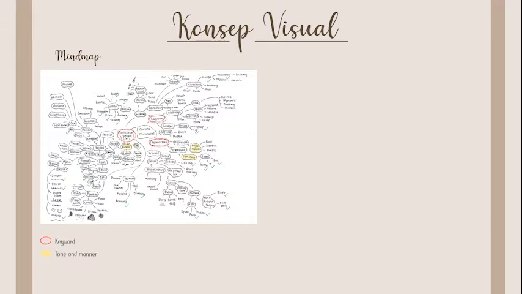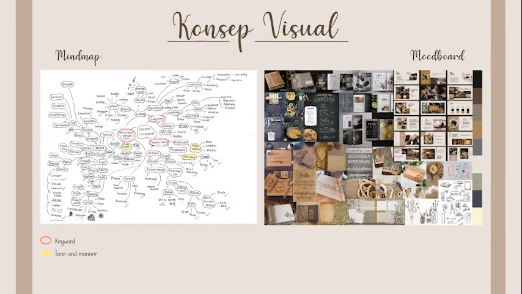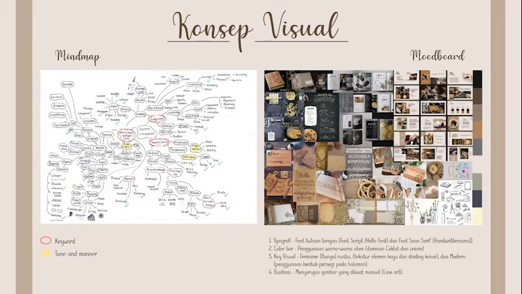Then I found the tone and manner. There are rustic, modern, and feminine. The next step, I create a mood board, and from here, I find the typography, color bar, key visual, illustration, and example layout that I will use.